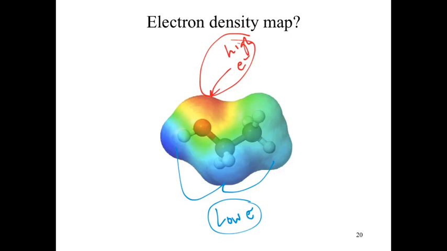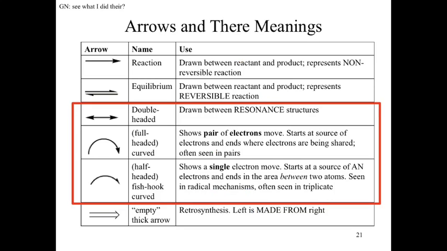Except looking at electron density maps is really, really difficult. And if we asked you to draw electron density maps for every single molecule, you'd freak out. So what we've done instead is move towards looking at structures and resonance structures and having you evaluate those instead. Before we even do that, we want to make sure that we understand everything about the arrows.